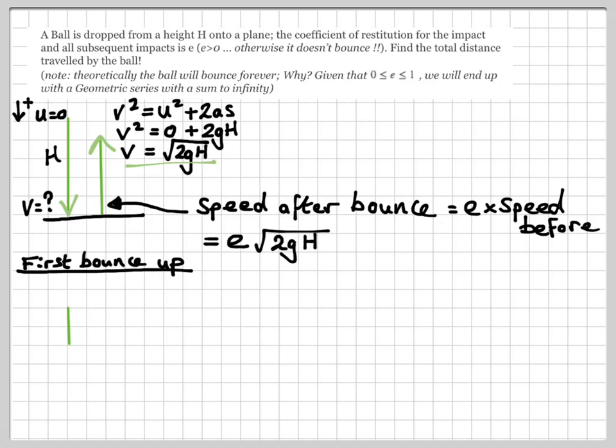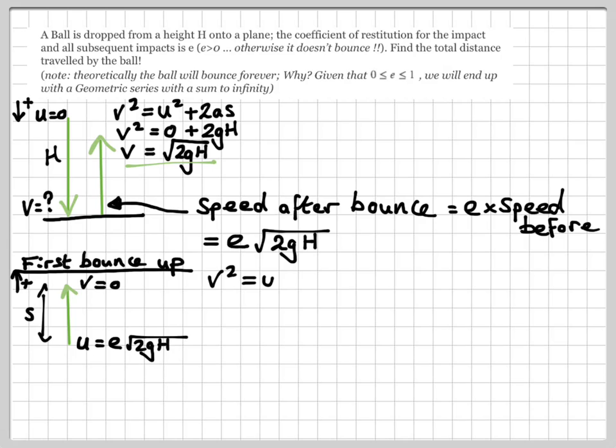Now I'm going to consider that first bounce upwards. So we have an initial velocity of e root 2gh. My velocity at the highest point will be 0. I've taken upwards as positive this time. I'm trying to find out how high it bounces, so I'm going to find s. And my acceleration, of course, will be minus g.